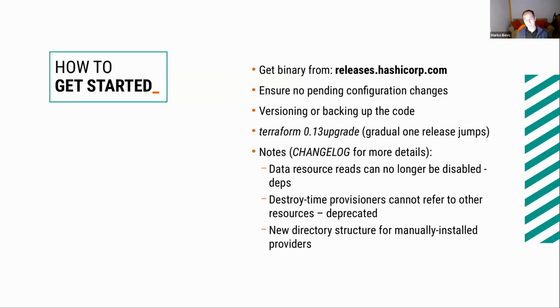A good recommendation is to keep your code either backed up or in a versioning system. When you run the terraform 0.13upgrade command, you can follow up on the changes that were made in place in your code. Just to note, it only supports gradual one-release jumps. So if you're using, for example, 0.11 now, you probably need to go through the Terraform 0.12upgrade first in order to get the 0.12 features in. To achieve that, you have to run the older Terraform version. 0.12upgrade is still a subcommand in Terraform 0.13, but it would just produce an output saying that you need to run it with older Terraform. And as usual, for other notes, please follow the changelog for more details.